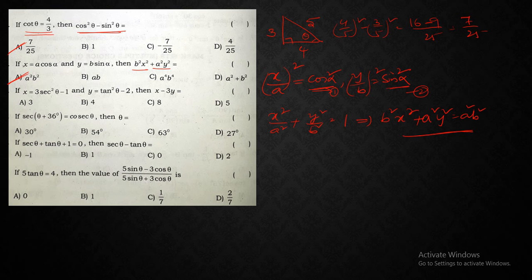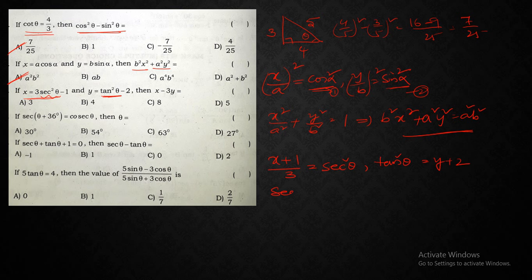Next, the same way this also. Here secant square theta and tan square theta are given, so you can use the identity secant square theta minus tan square theta is equal to 1. If I isolate secant square theta, I get x plus 1 by 3 is equal to secant square theta. The same way, if I isolate tan square theta, tan square theta is equal to y plus 2.